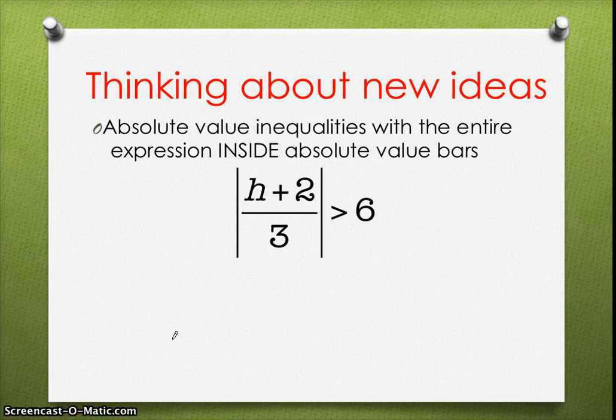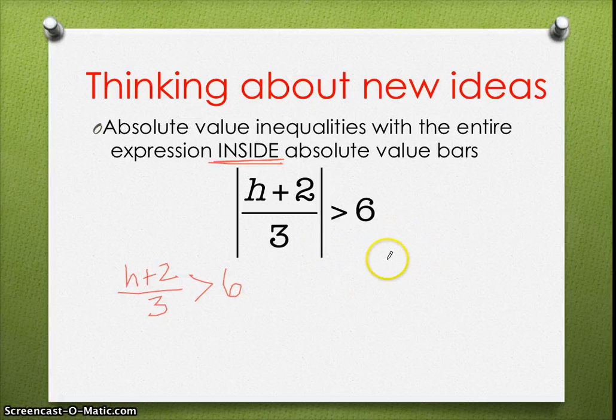There are two situations that we have, just like we did when we were working with absolute value equations. Absolute value inequalities are going to share some of the same things. So we have absolute value inequalities with an entire expression inside the absolute value bars. Notice we have these two long bars and everything is contained inside it. So we have h plus 2 divided by 3 is greater than 6. Notice nothing changed from this equation. All I did was remove those absolute value bars.